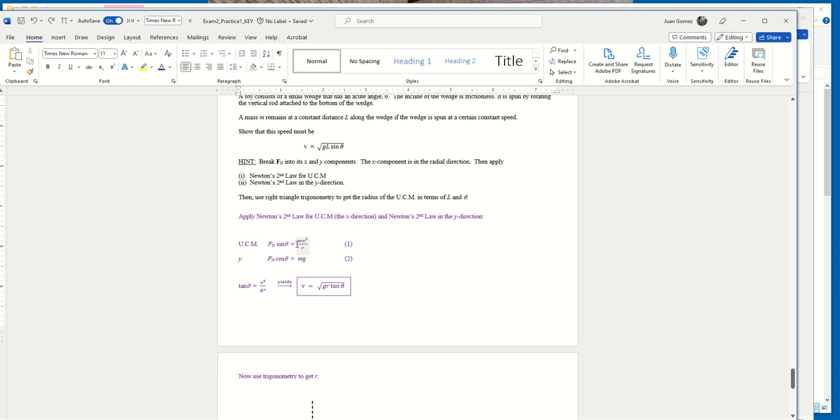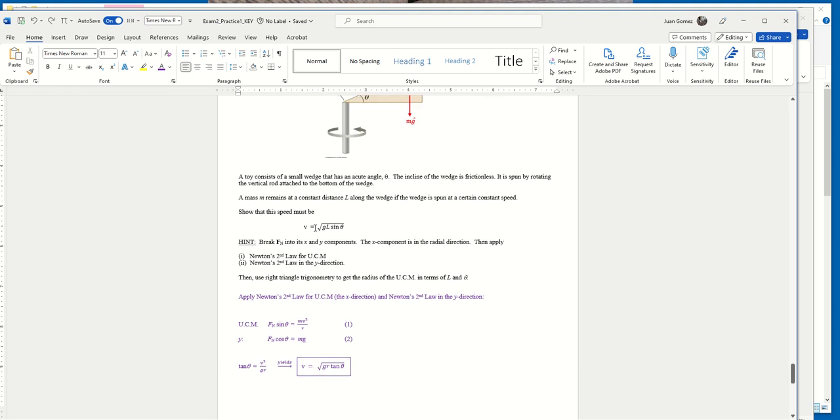I've written those two equations in that order. Take equation 1 and divide it by equation 2. Left side divided by left side, right side divided by right side. On the left side, you end up with tan theta, because the Fn terms cancel, and sine over cosine is tan. On the right-hand side, the m's cancel, and you're left with v squared over g r. It's trivial. That means v is equal to root g r tan theta.